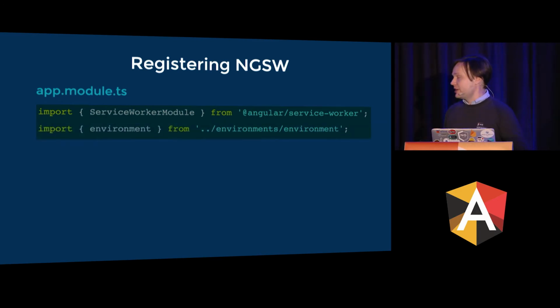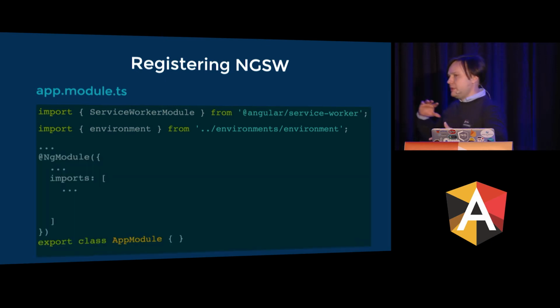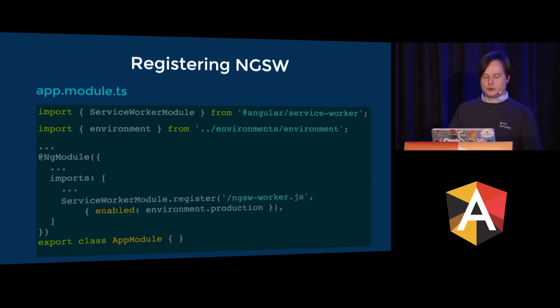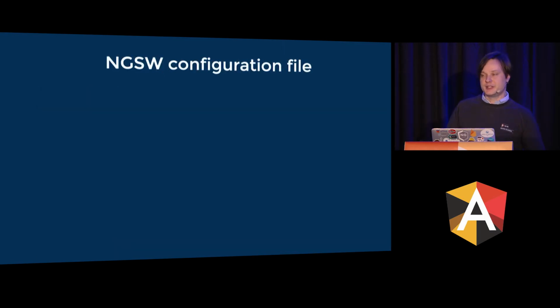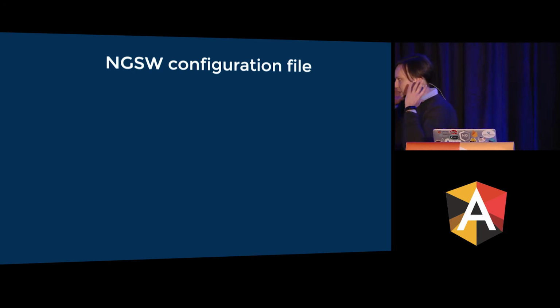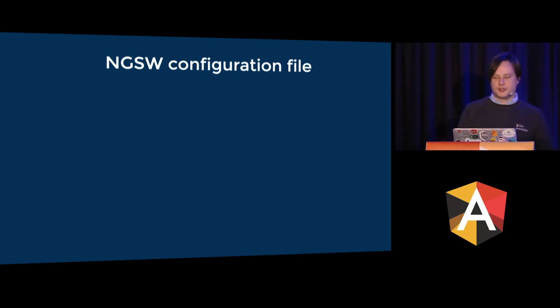Next, registering NGSW. Also quite simple. We import the corresponding module in our app module. Also, to be a bit smarter, we might want to import the environment because it works only in production, right? And then using standard Angular ways, we just import this module with the corresponding section. So it will all be available only for production.